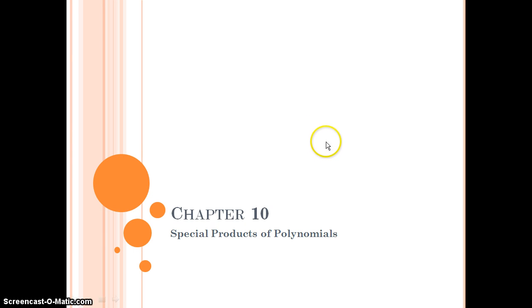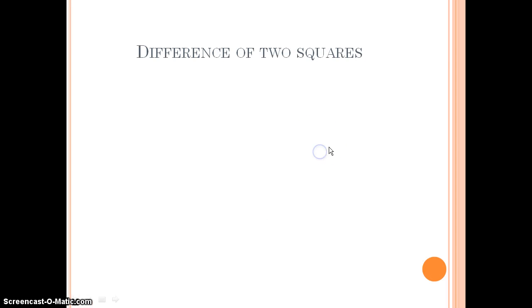This is section 10.3, special products of polynomials. We're going to be talking about the difference of two squares. It's pretty much a shortcut method to cut out FOILing in certain situations where you're multiplying two binomials and they look the way these two look here on your screen.